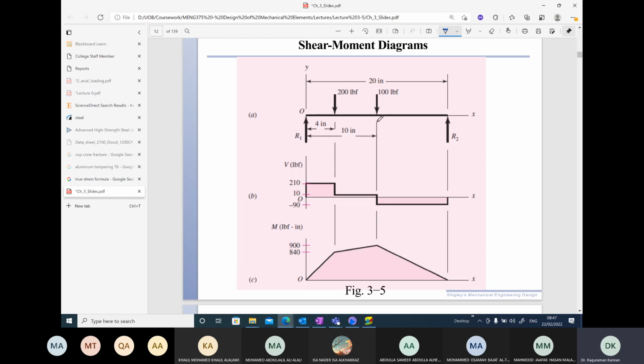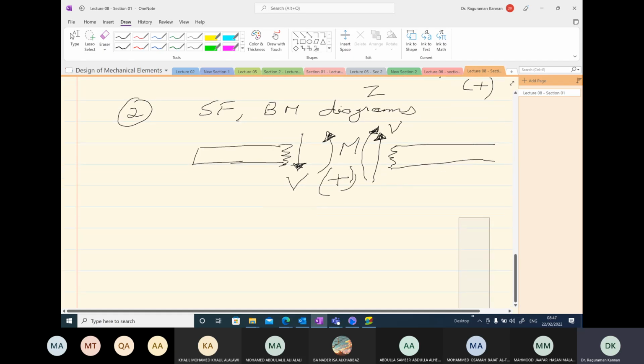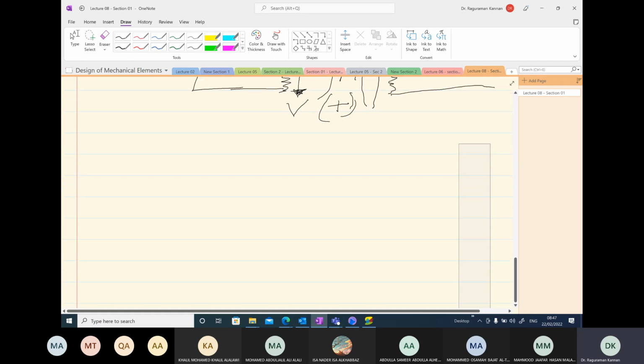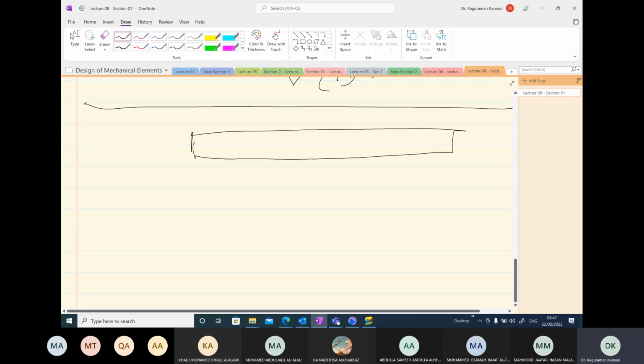So let's consider a simple case here. Shear force bending moment diagram. Just to make you recall, these are very important with respect to solving all types of problems in design. So let's see here. You have the beam simply supported.